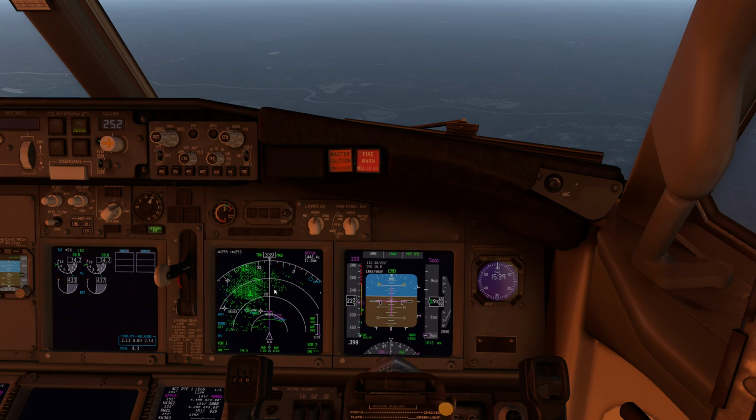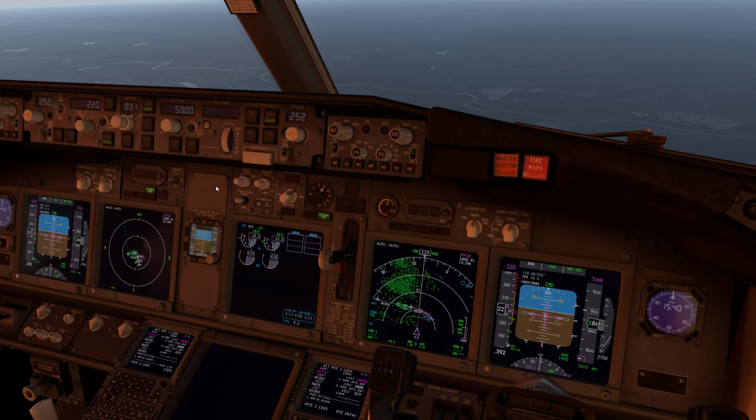So the best is when the automations are not giving you what you want, just go one level down of automation. So for example, here we had full guidance with VNAV. We don't want that, we want level change. That's gonna be enough for us. So level change, speed brakes up, flaps 5, you keep 220 knots.